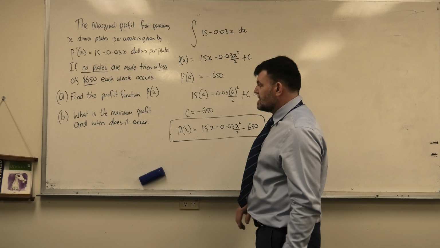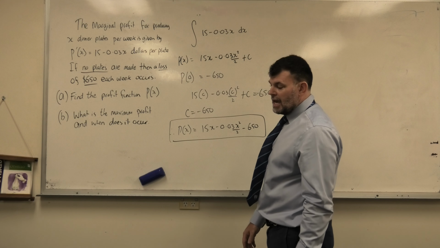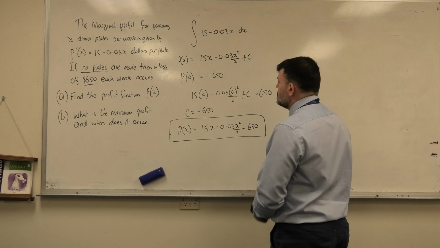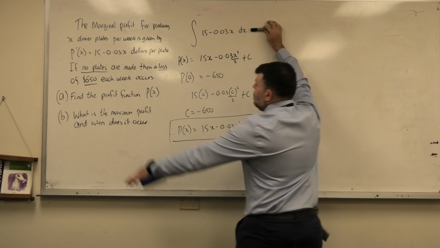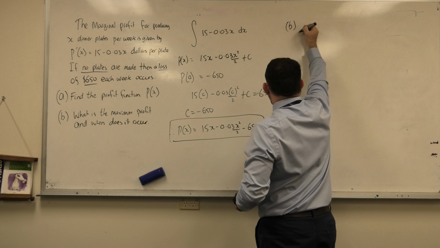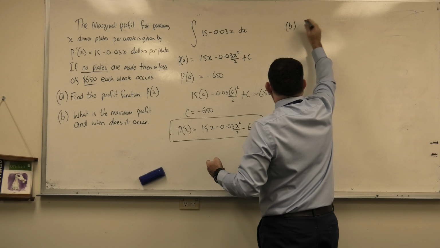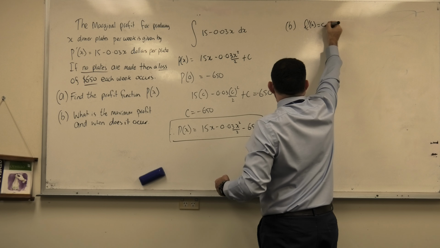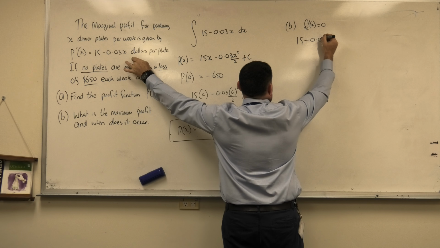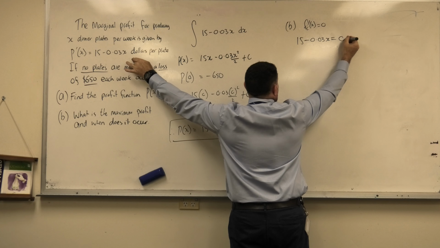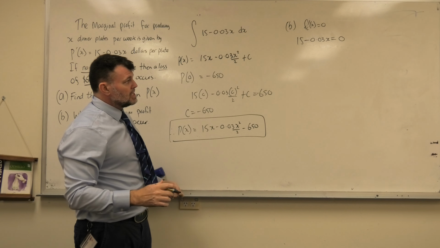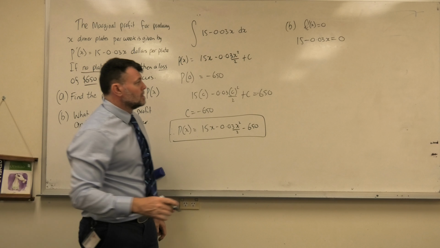Part 2 of this question is then saying, well, what is the maximum profit and when does this occur? Well, we know we can find the maximum profit when we equate our derivative to 0. So if we write up here, part B, maximum profit is when our derivative is equal to 0. Well, we have that up here. So we have 15 minus 0.03x is equal to 0. So we're solving for x now. So x is going to tell us the number of plates.